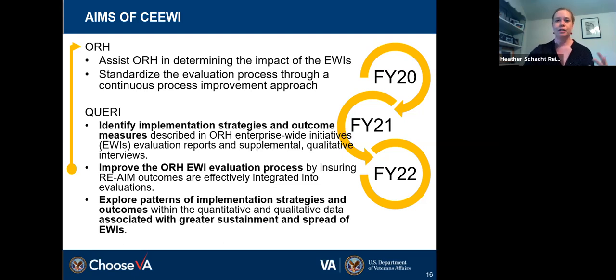We did have a query application, and we have query aims that probably look more familiar to researchers, which really focused on identifying implementation strategies and outcome measures. Number 2 really reflects back on improving that implementation, or improving the evaluation process. And then we also are moving towards exploring patterns of implementation strategies and outcomes, and looking at what is associated with greater sustainment and spread. And those are some of the lessons learned that we want to share back with the field through that process.